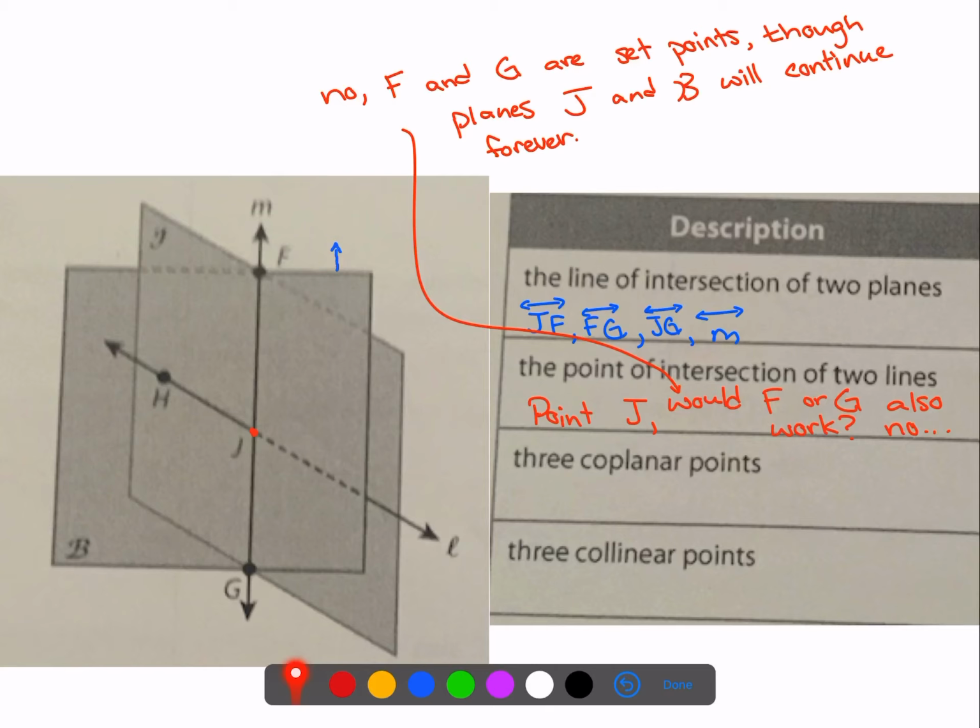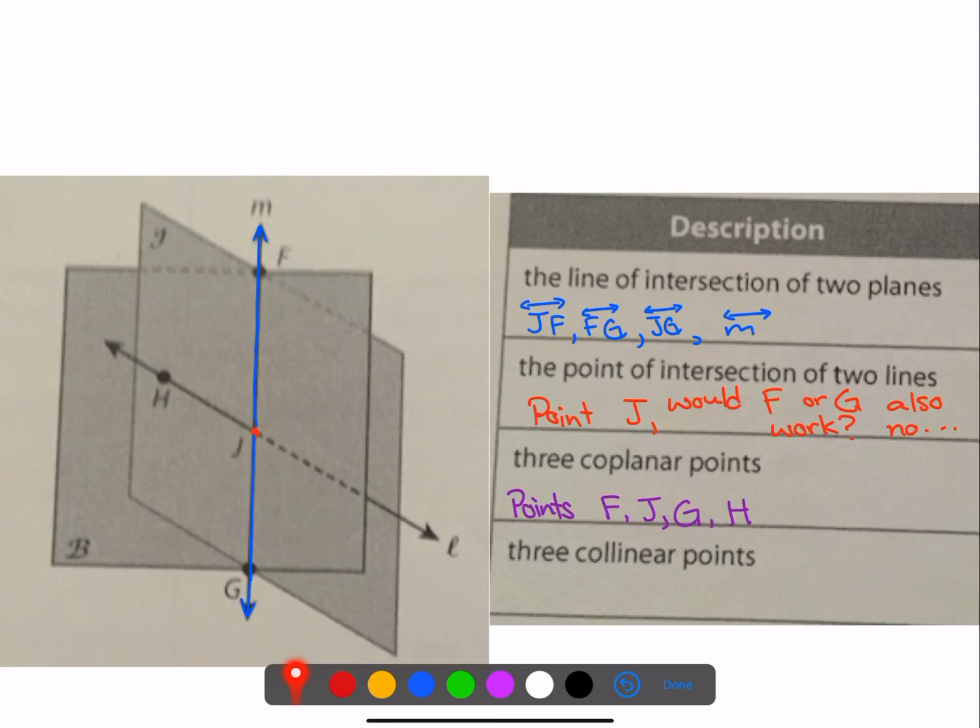Next, we need 3 coplanar points, meaning they all lie on the same plane. There's quite a few options for this. I can see points F, J, and H are coplanar, points G, J, and H are coplanar, points G, F, and H are coplanar.